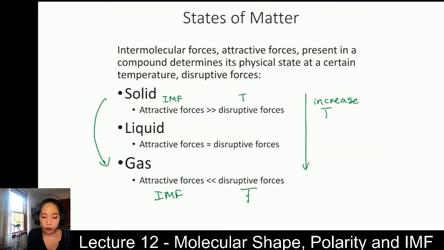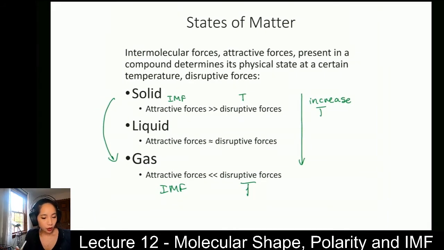And then finally, if you keep increasing your temperature, right, you put your liquid water sample on the stove, you're essentially adding more disruptive force energy into the sample to overcome attractive forces in your sample, and you'll produce gaseous water or water vapor or steam. Okay, so again, intermolecular forces is a very important concept to understand properties of samples, especially their state.